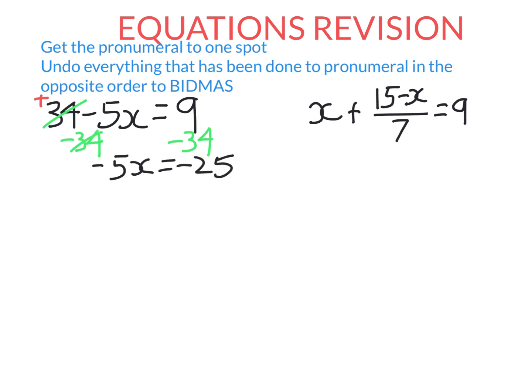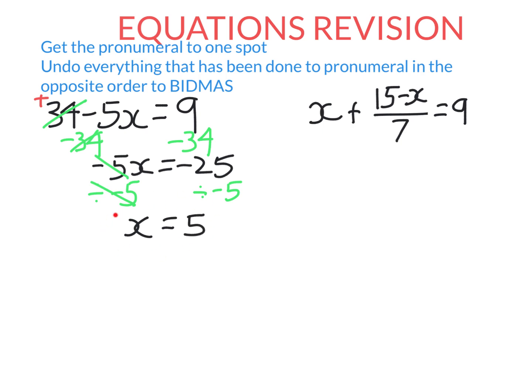Now we undo timesing by -5 by dividing by -5. Divide and times -5 undo each other. Now we've just got x by itself. But what we do to one side of the equation, we must do to the other. So -25 divided by -5 is 5. Our final answer is x equals 5.